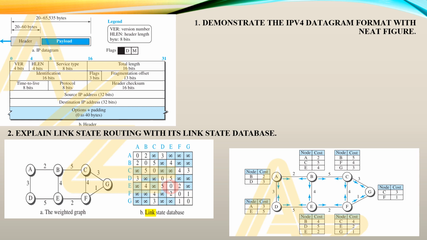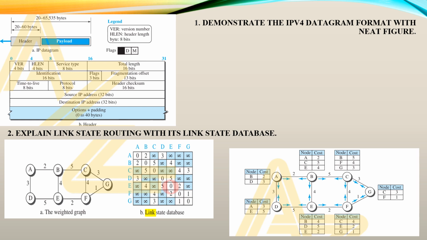to live, that is the number of hops taken by the frames, source IP address, destination IP address, and there is an option with padding values. So here the original payload will range from 20 to 65,535 bytes and your header will be 20 to 60 bytes. So this is the format that you will be drawing and each and every block will be explained neatly.